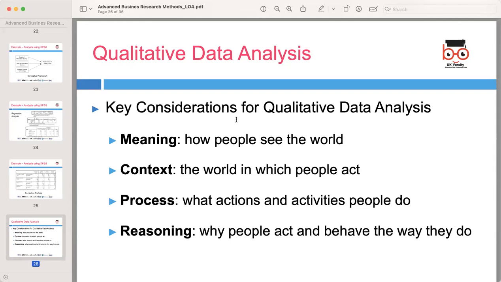When analyzing qualitative data, it is important to focus on how individuals perceive and interpret the world around them. This involves understanding their experiences, beliefs, values, and emotions. Then context, the world in which people act. Context refers to the broader environment or situation in which individuals act and interact. It includes factors such as culture, social norms, physical setting, and historical background.